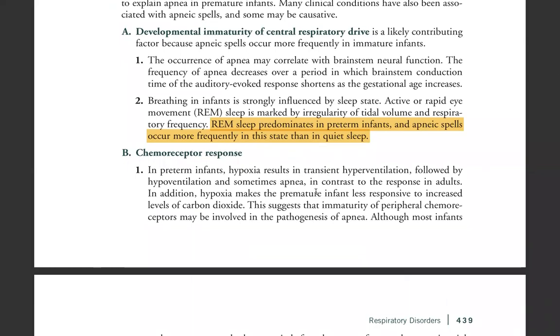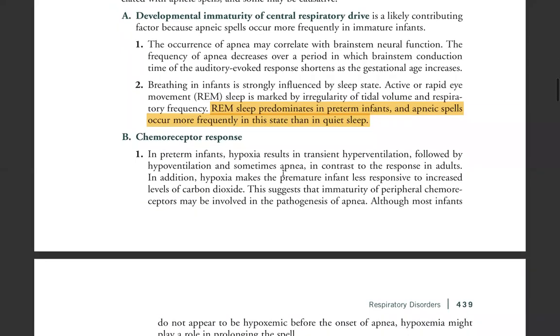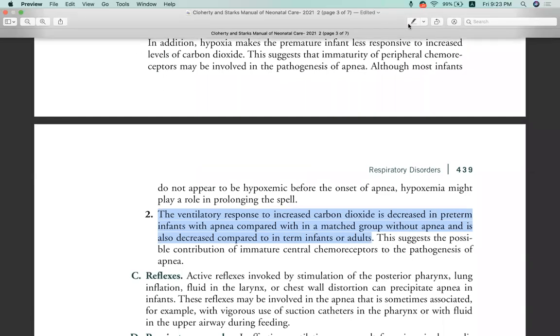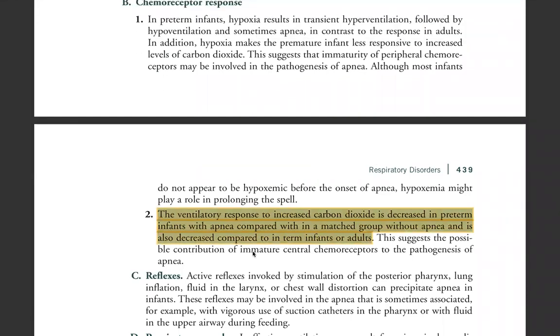Then is chemoreceptor response. So there will be inappropriate response of chemoreceptors to hypercapnia. There will be no response to your CO2 elevation. Ventilatory response to increased carbon dioxide is decreased in preterm infants with apnea compared to a matched group without apnea. So this is one thing you have to write. Both the peripheral chemoreceptors and central chemoreceptors are not very responsive.